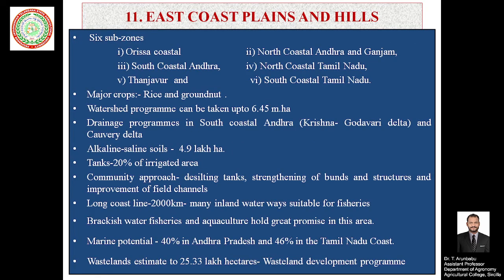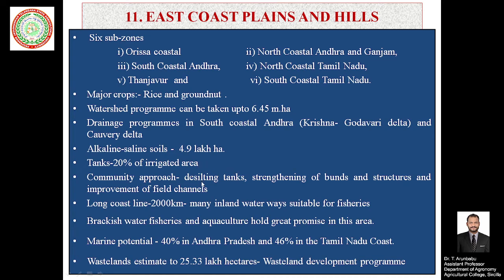So coming to the next one, that is East Coast Plains and Hills. So it has 6 subzones, and the major crops like rice and groundnut are cultivated in this region, and watershed programs can be taken up on 6.45 million hectare, and drainage programs in south coastal Andhra Pradesh, that is Krishna Godavari Delta and Kaveri Delta, and these alkaline and saline soils occupy almost 4.9 lakh hectares, and the water resource, that is tanks, mainly 20% of the irrigated area.